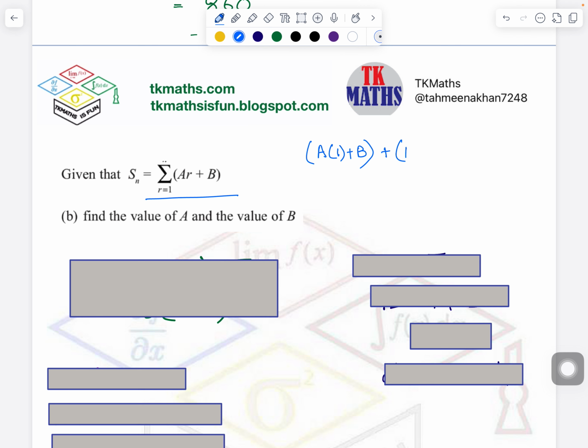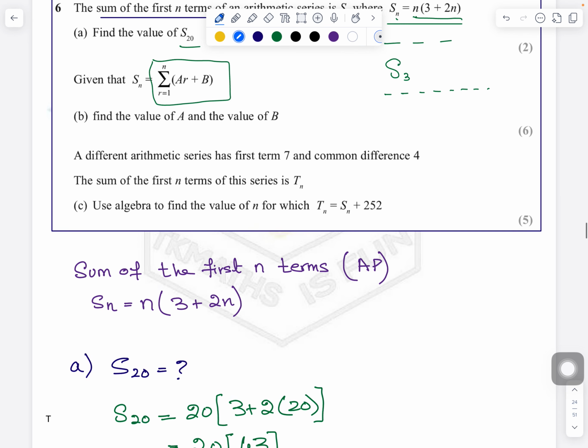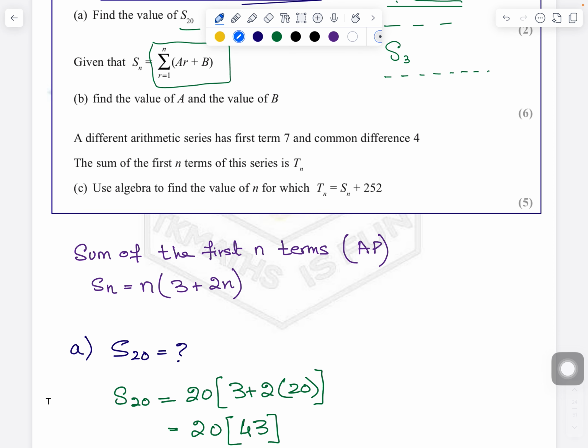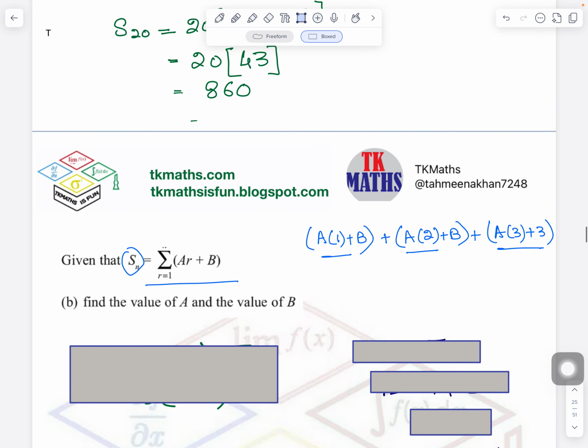Then the second term will be if you put r=2. Then the third term will be if you put r=3. So it means if you keep substituting the values, you will get term 1, term 2, term 3, and you will add them up. It will give you the sum of the series. I have to find the value of A and value of B. And what is given to us here is that the sum of the terms you can find out with the help of this formula. Let me write it here.